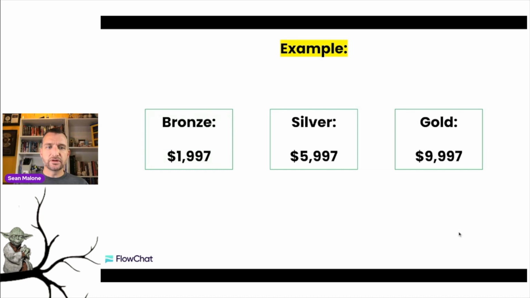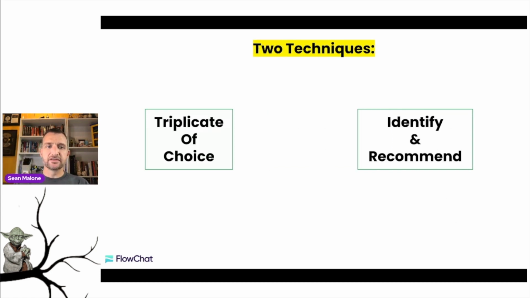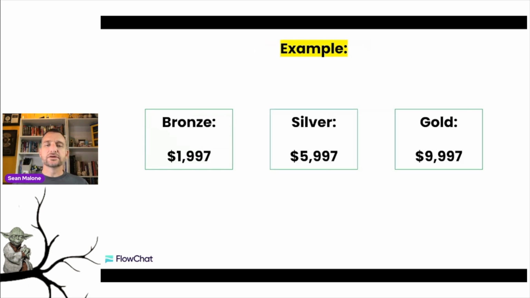Let's go to the example and I'll show you how this works. So the example here has three different price points. And so I'm going to share how I would use both of these techniques. Again, the techniques are the triplicate of choice, and the second one is identify and recommend. And so if we're doing the triplicate of choice, this is what it sounds like, right?